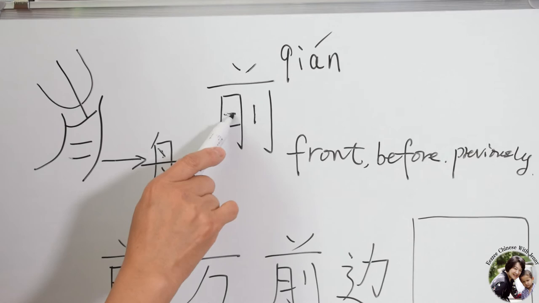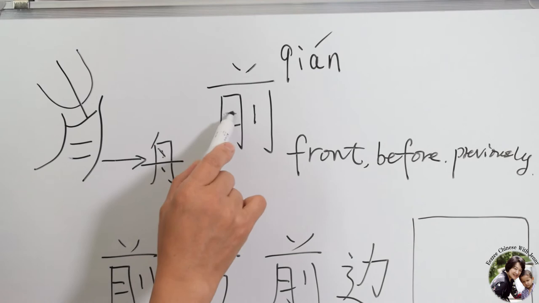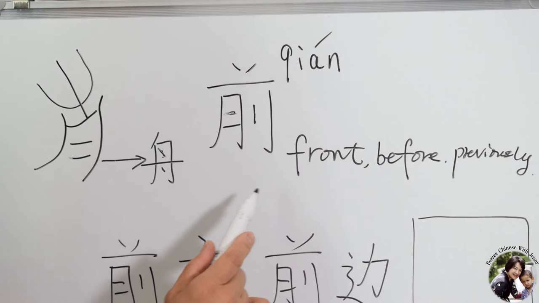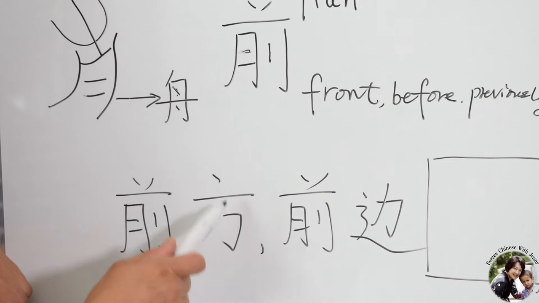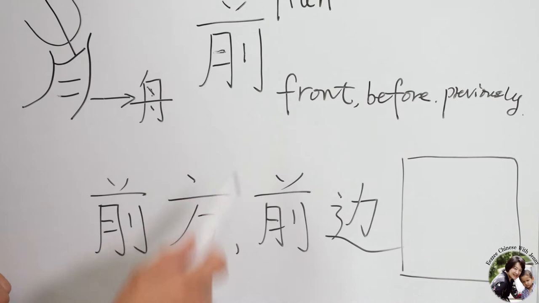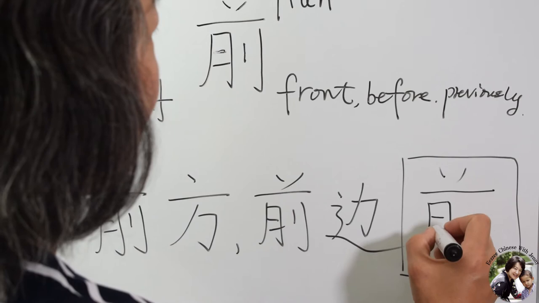but it was like the moon. Remember, this character is a moon, but it should be a boat like this. But anyway, remember, it is a moon now. The pronunciation is qián, qián means front, before, or previously. We can form a phrase, 前方, remember, fāng, direction, means front direction. 前边, front side. 点, 撇, 横, 撇, 横, 折, 勾, 横, 横, 竖, 竖, 勾.